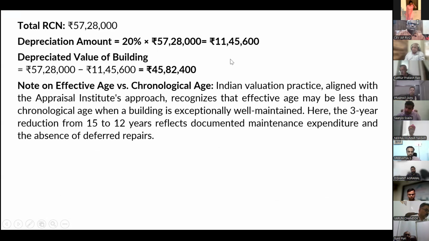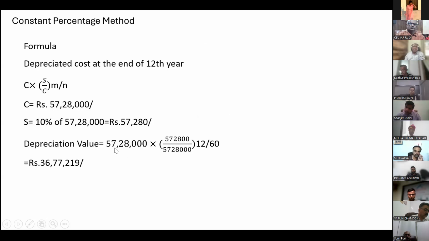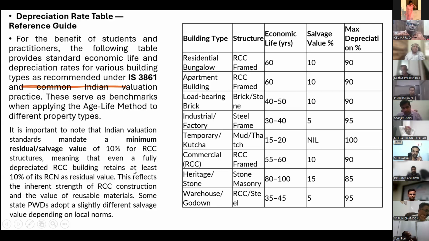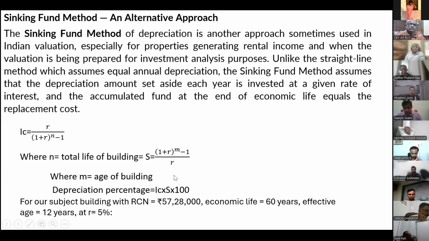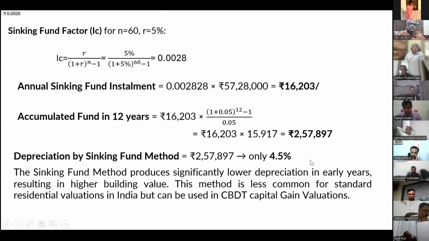11,45,600. By constant percentage method, it is approximately 21 lakh. But with the sinking fund method, depreciation is only 4.5%. Can anyone explain what happened here?